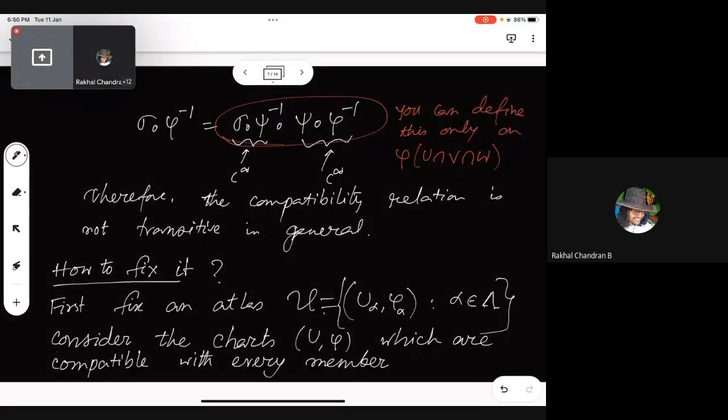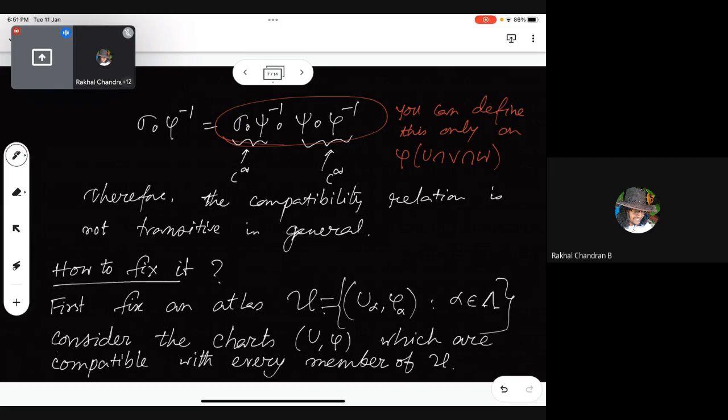Yes, sir. Okay, so first we fix an atlas, right? So this part you have seen, I think. Now consider the charts which are compatible to every member of this atlas. All right? We will not look at other charts which are not compatible with any of the members of it. Suppose you have a basket here and you have some charts on that basket, which actually is an atlas. All right. But there might be some other charts as well.